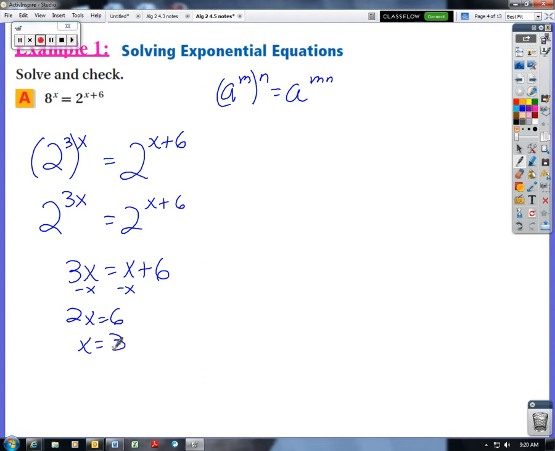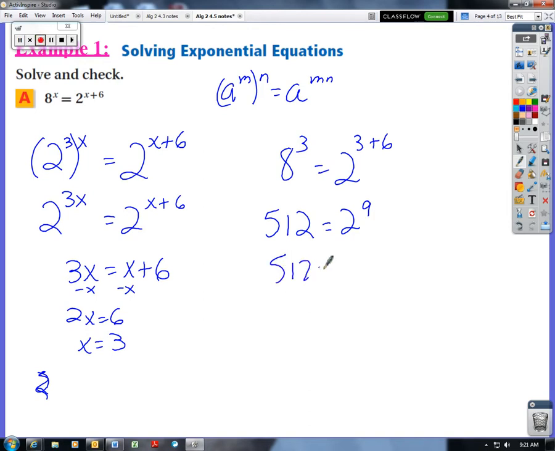And then these, you should check them. Some of the equations we're going to do today you have to check. Actually, I'm going to go back to the original, sorry. So go back to your original in order to check it. So we've got 8 to the third equals 2 to the 3 plus 6. Okay, 8 to the third, we'll go to the calculator. We maybe don't know that off the top of our head. Okay, it's 512. And then this would be 2 to the ninth, and I do believe that is 512. So yes, 512 equals 512, it checks.